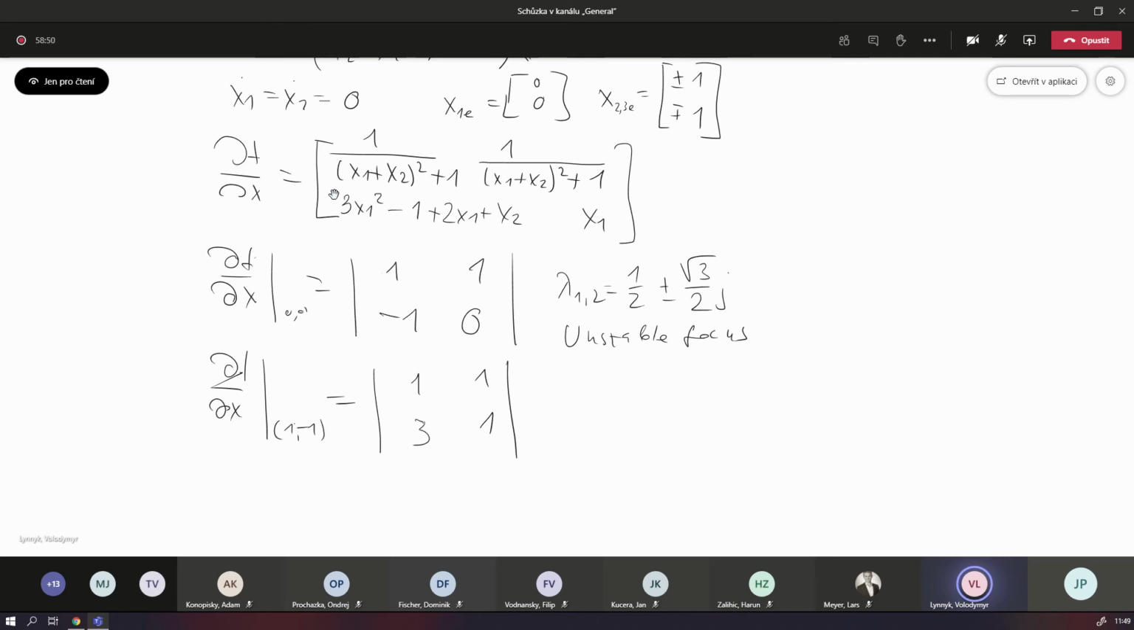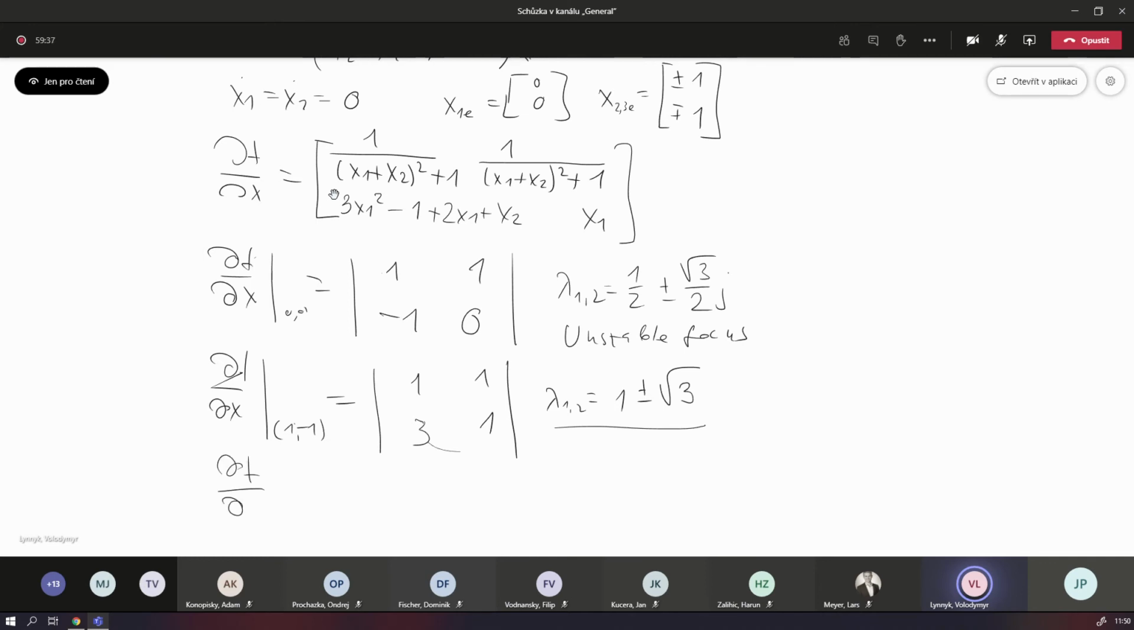Okay, and when we calculate here lambda 1, 2, the eigenvalue is equal to 1 plus minus root of 3, we know that this is... Can someone calculate the eigenvalues of this matrix?